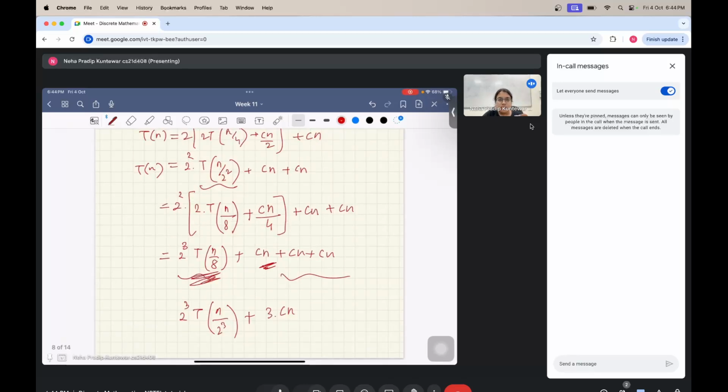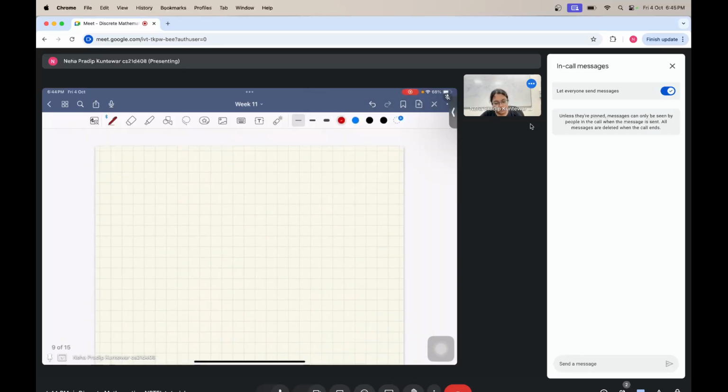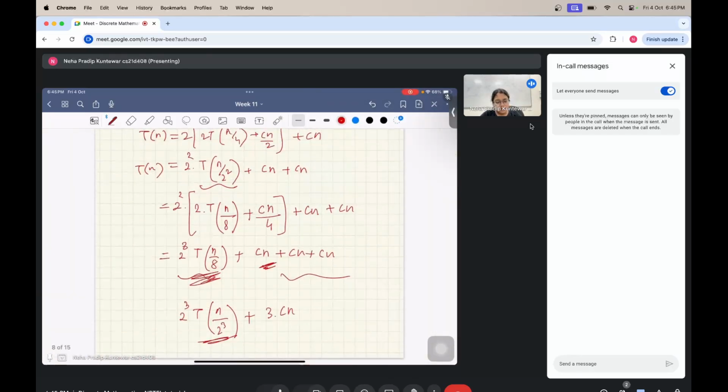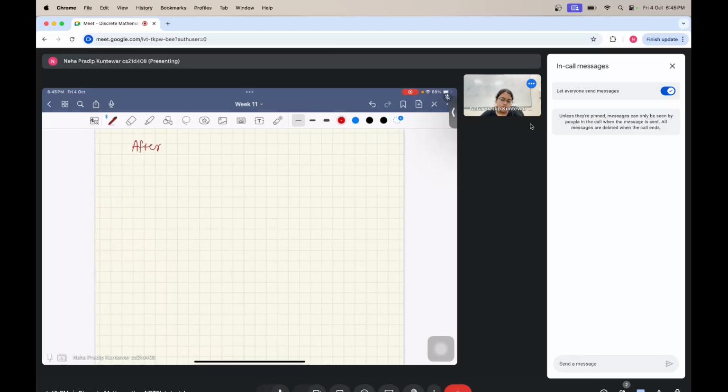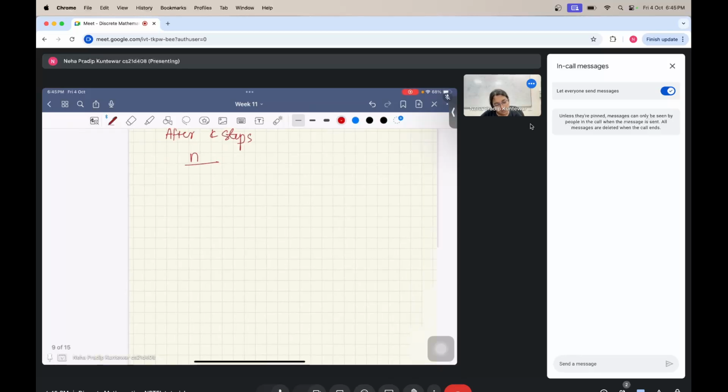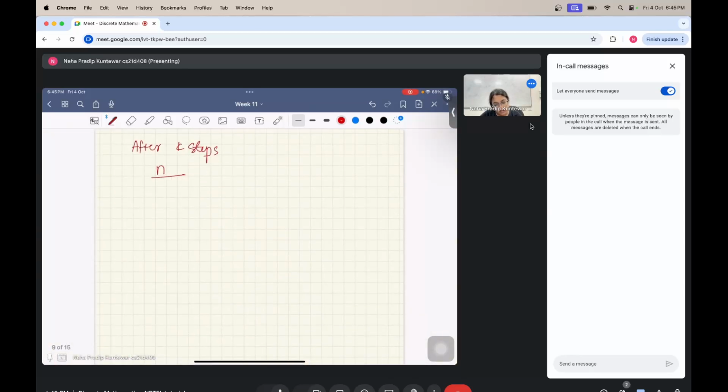And if you keep on doing this, ultimately this problem is getting smaller and smaller. First you are halving it, then halving it further and further until it becomes a constant size problem, which you can trivially solve. So when will this terminate? This will terminate, let's say, after k steps. Let's say n over 2 to the k becomes a trivial size problem. So what is the value of k? k should be log n. So after log n steps, this process is going to terminate, and what will T(n) then look like?